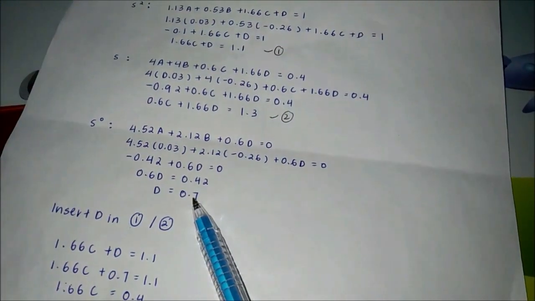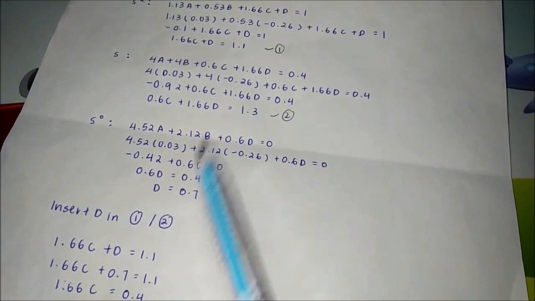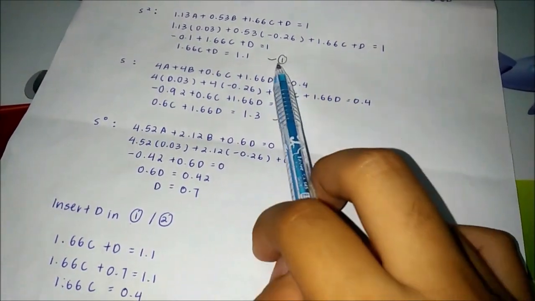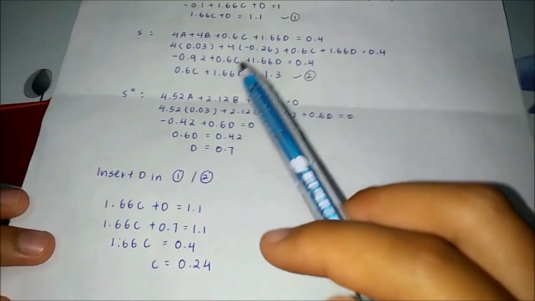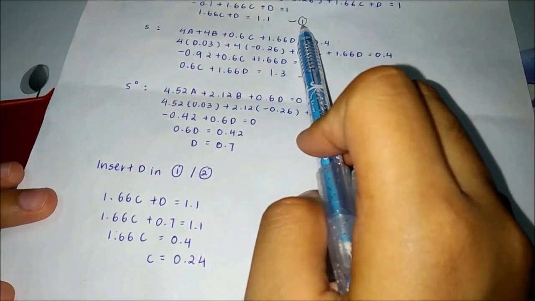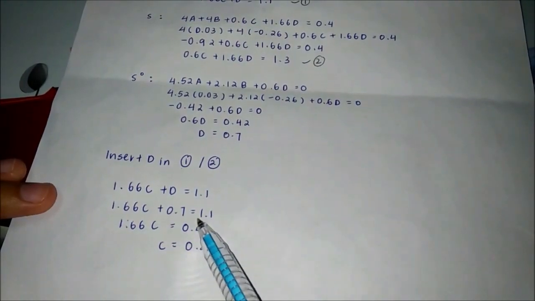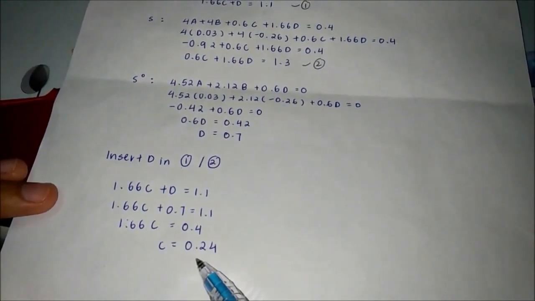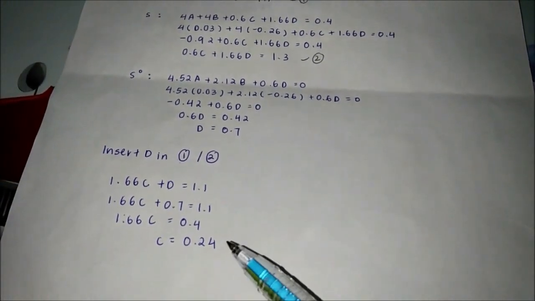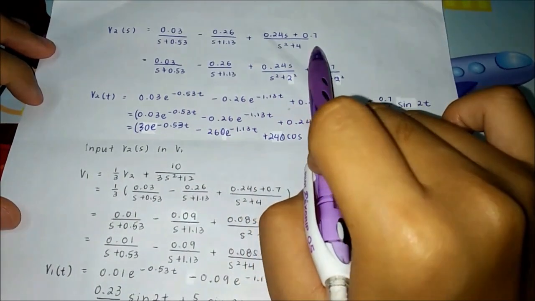After that, we insert our D into equation 2. Also, we can insert it in equation 1; either of them we can insert. So I choose to insert in equation 1. I insert this: 1.66C plus 0.7 equal to 1.1. So we've got C equal to 0.24. So we've got this final equation.